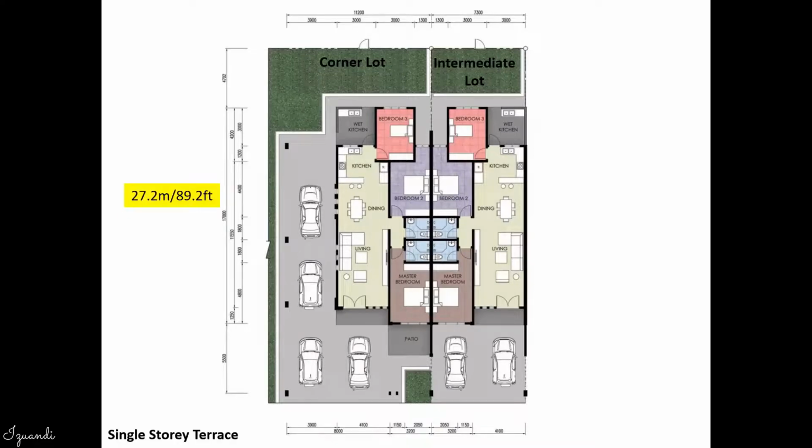So the total will be 27.2 meters, or in feet, the length of the houses is 89.2 feet. Okay, and this is the size for the width of the houses, a different size. So the total will be 18.5 meters, and so this is the width of the drawing.